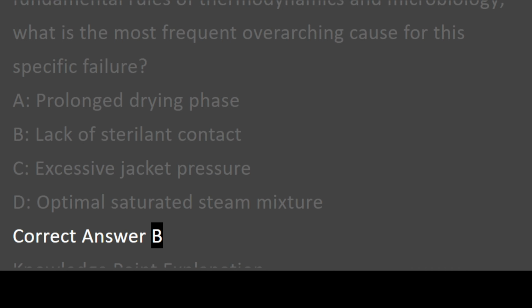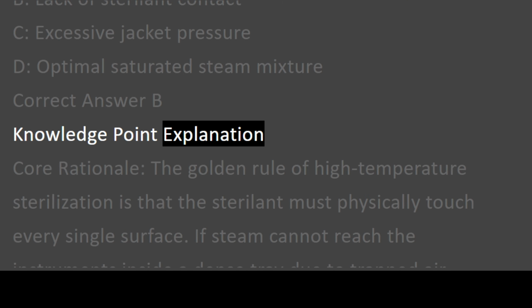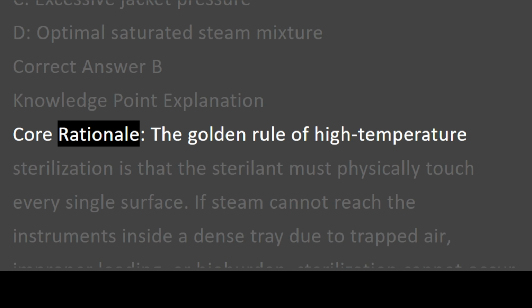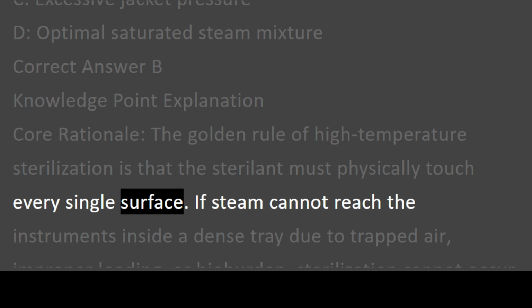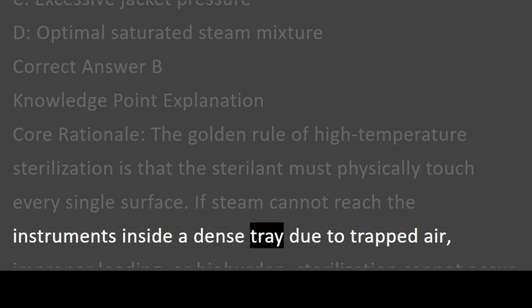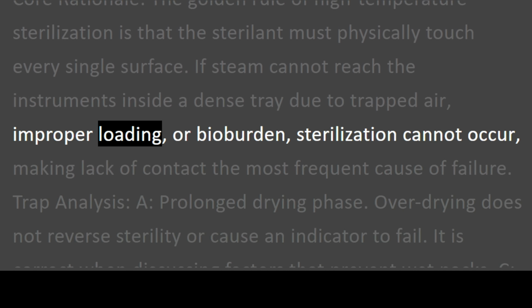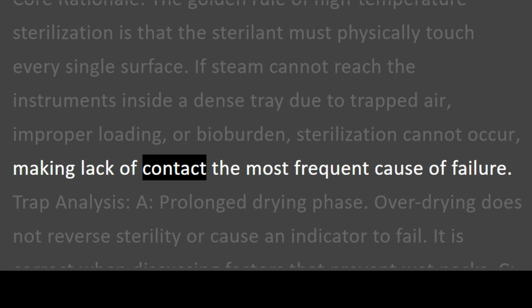Correct answer B. Knowledge point explanation. Core rationale. The golden rule of high-temperature sterilization is that the sterilant must physically touch every single surface. If steam cannot reach the instruments inside a dense tray due to trapped air, improper loading, or bioburden, sterilization cannot occur, making lack of contact the most frequent cause of failure.